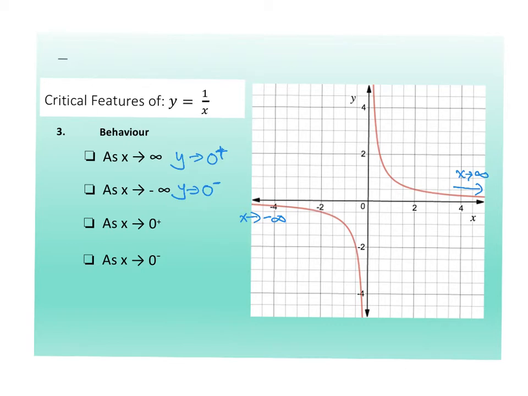So now you know that as x approaches 0 plus, because it's on this side of the y-axis, as it goes closer, y approaches infinity. Same here, when x approaches 0 minus, y approaches negative infinity. So that is the behavior of the parabola.